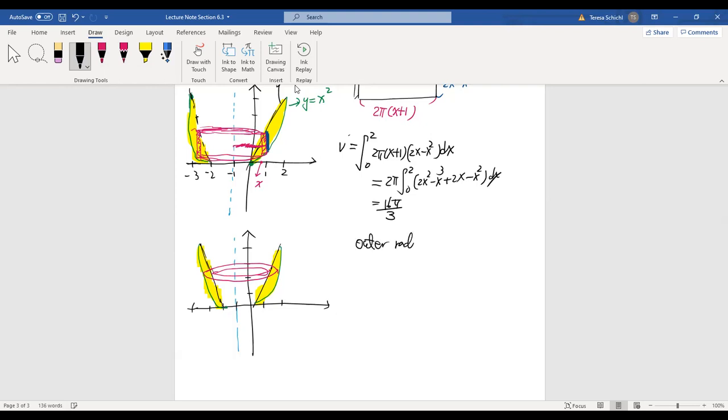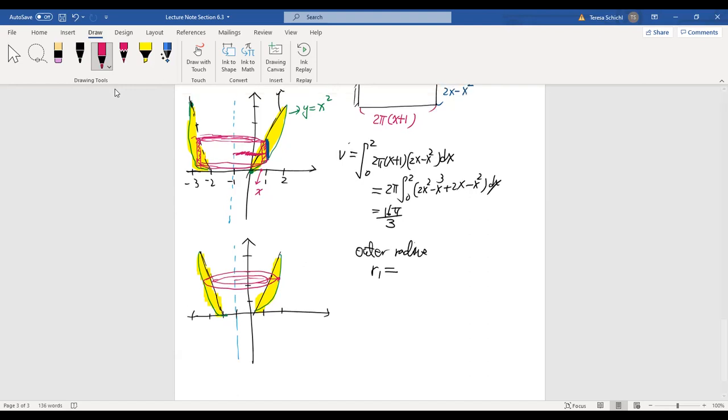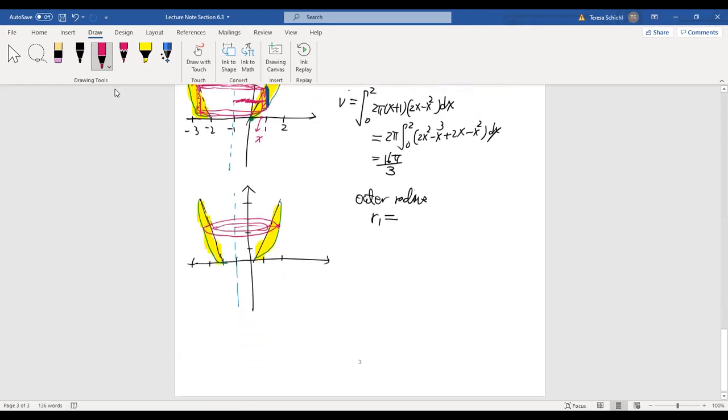From our previous work, we use R1. So what is R1? R1 is from here all the way to this green function, right? So this will be my R1 here. This is y equal to x squared. I think that's the correct one, y equal to x squared, right?